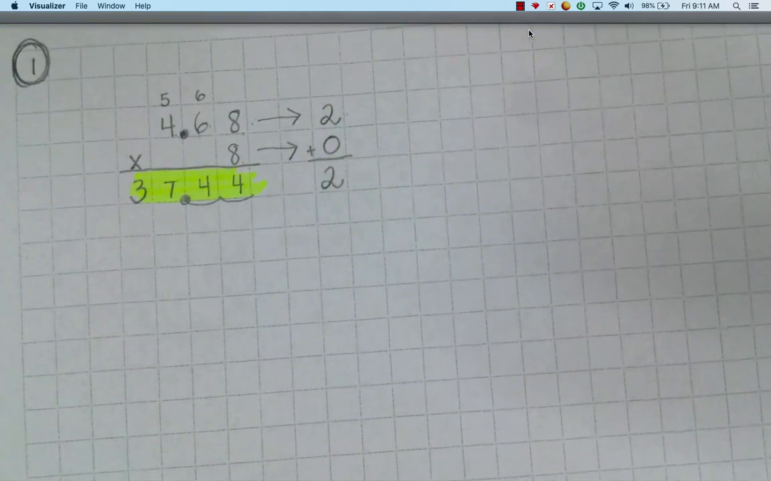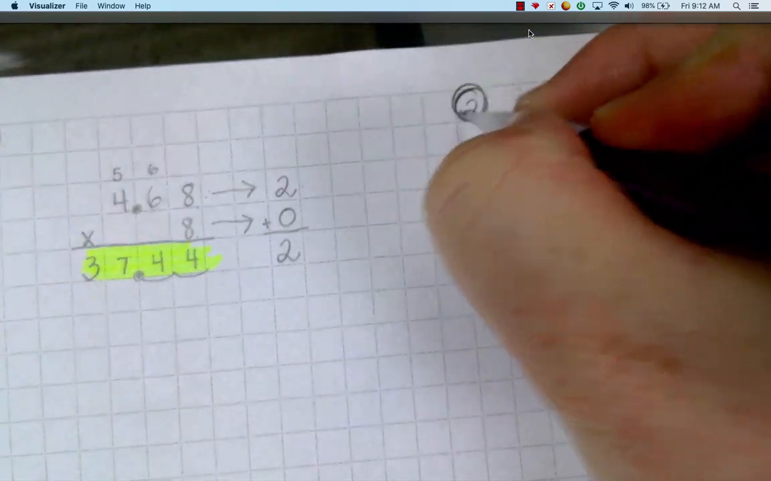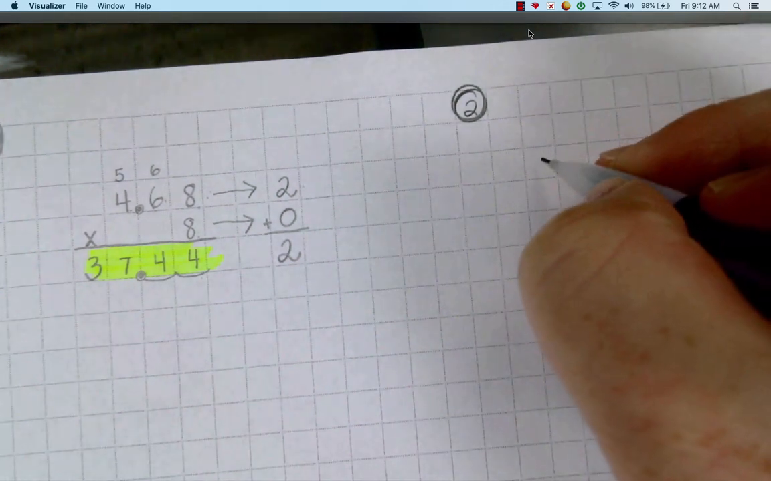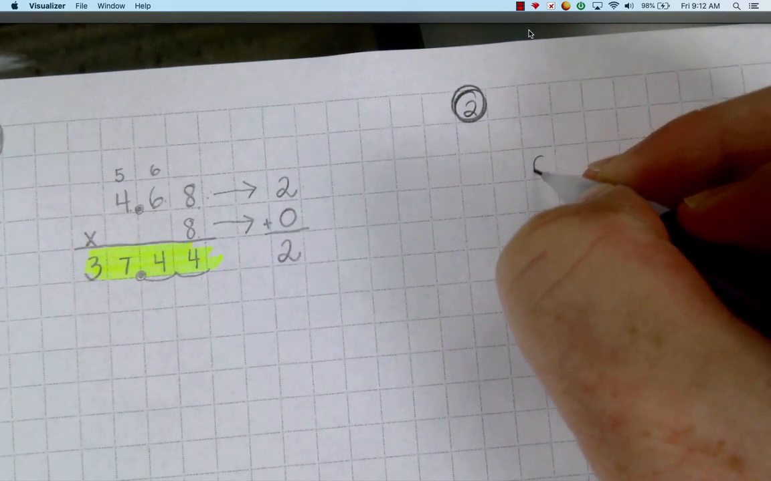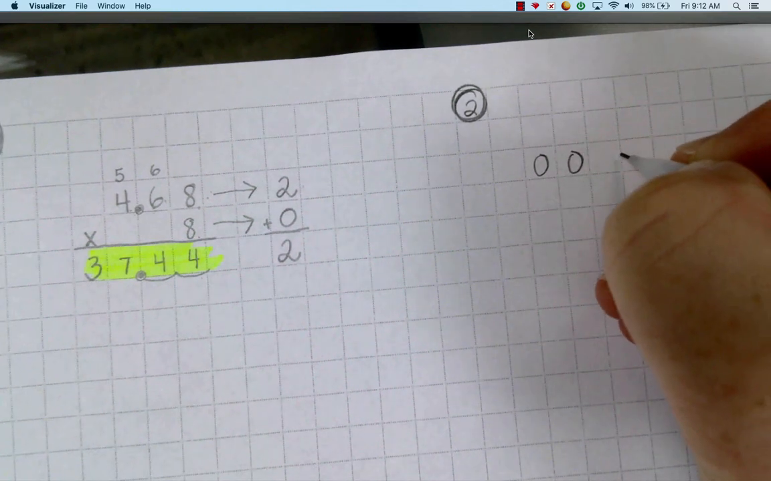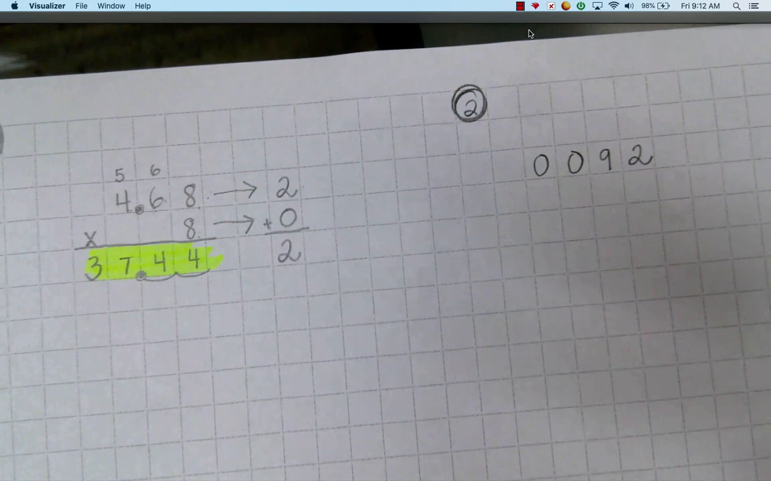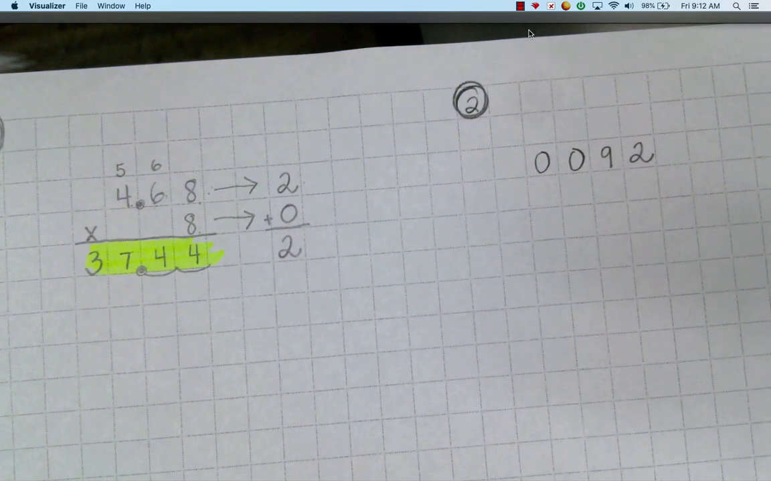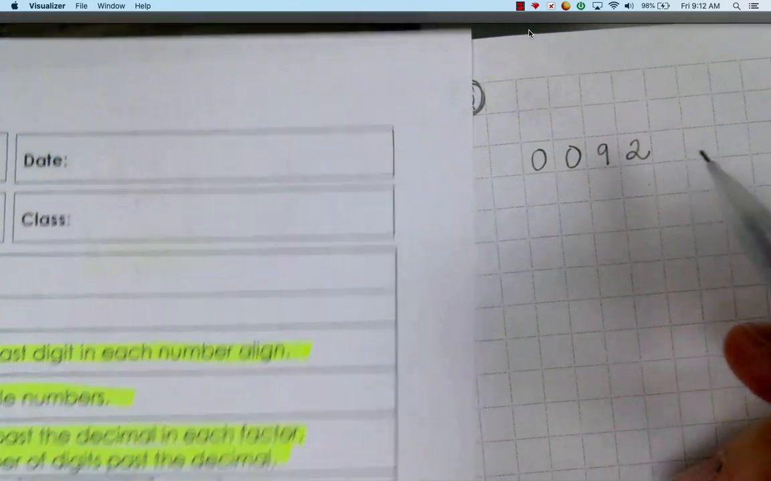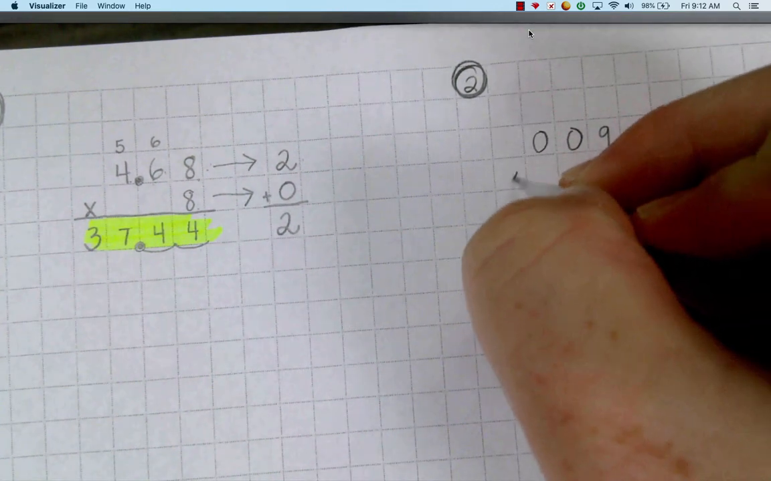So I'm going to put number 2 on my paper, okay? And I'm going to write my problem. I'm not putting decimals in yet. I'm putting my digits, 0092. And then my second number, my second factor, has to line up with the last digit here, and that's a 4, okay? And then we're going to multiply.